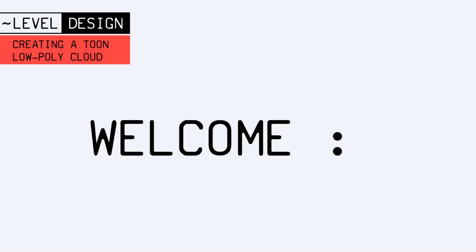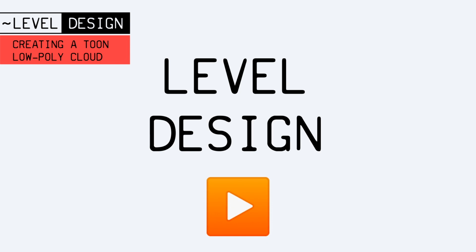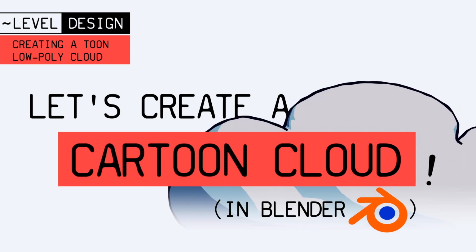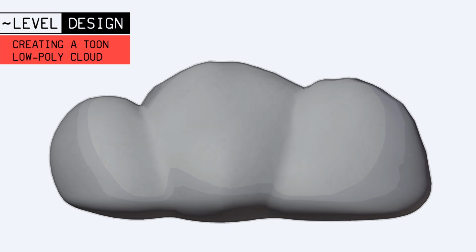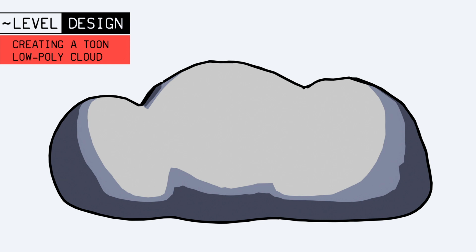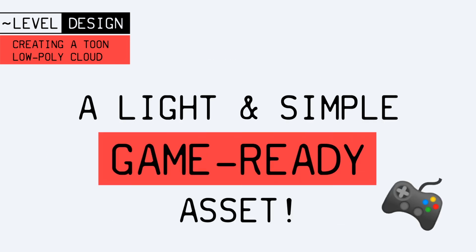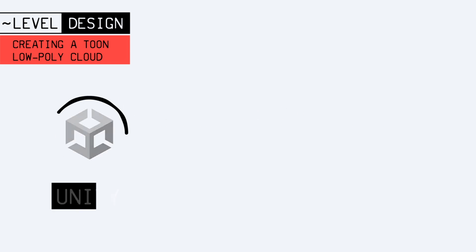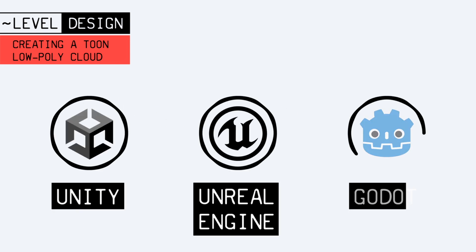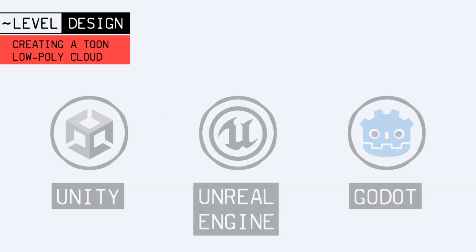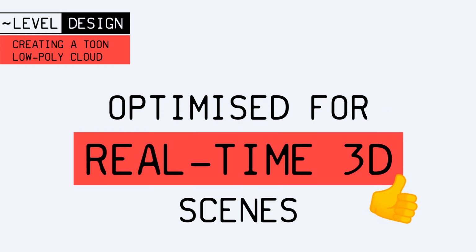Hello everyone and welcome to this new video about level design. In this episode, we're going to see how to create a cartoon cloud 3D asset in Blender from modeling to rendering. Our goal will be to make a light asset that is game ready, meaning it could be imported in a game engine like Unity, Unreal Engine or Godot, and used in a real-time 3D scene without taking too much of a toll on the machine.